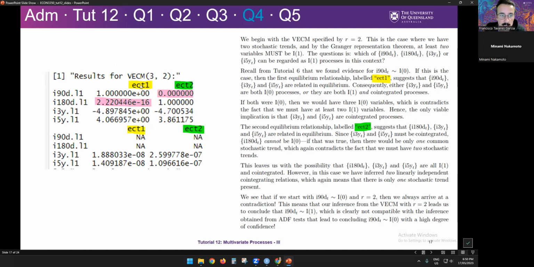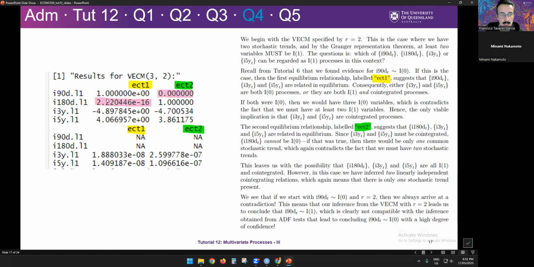First equilibrium relationship. I try to put some color here so we can point to what we're talking about. First, if you remember from our test in tutorial 6, we were quite confident that I90 was an I0 process. So we reject the null hypothesis of the presence of a unit root in the process of I90, right? So this one suggests that there is an equilibrium relationship between I90, I3y, and I5y.